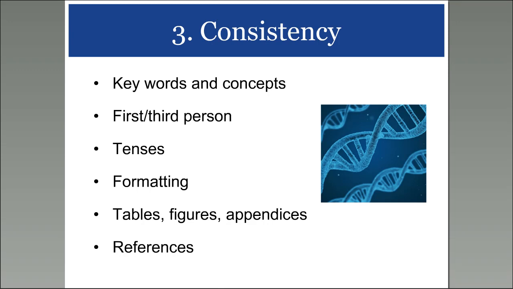Then you have other aspects of consistency. Depending on the requirements of your field, you may be writing in the first person or the third person. What kind of tenses are you using? When do you use past tense? When do you use present tense? That's an inconsistency that readers of dissertations often see.